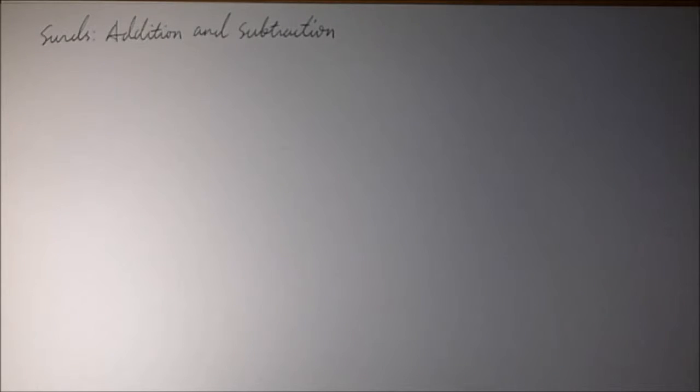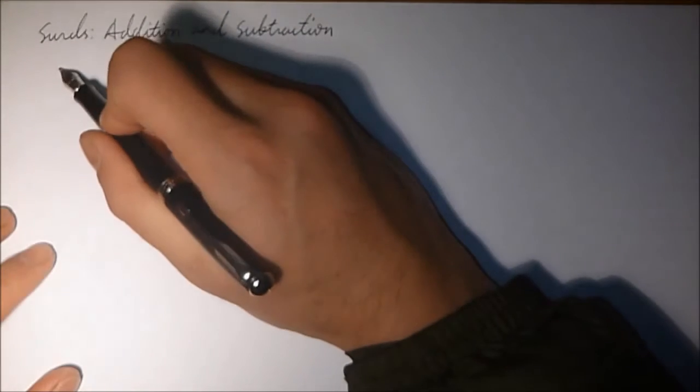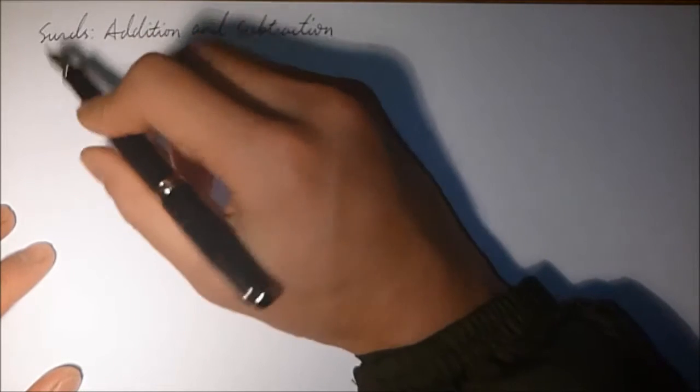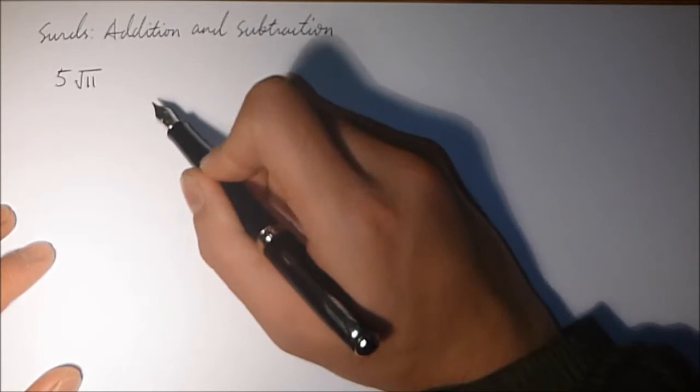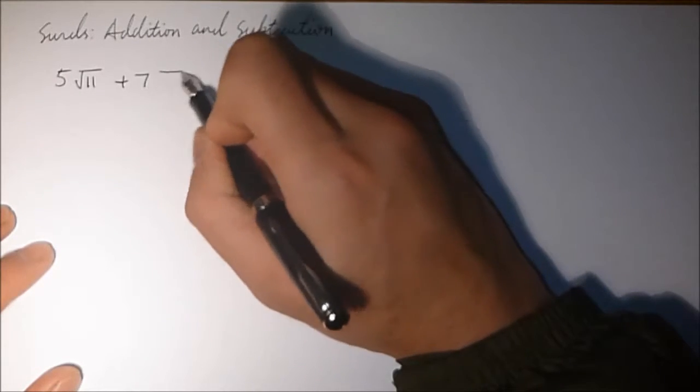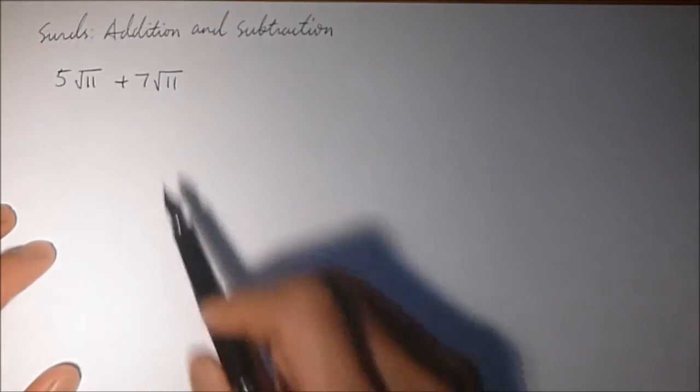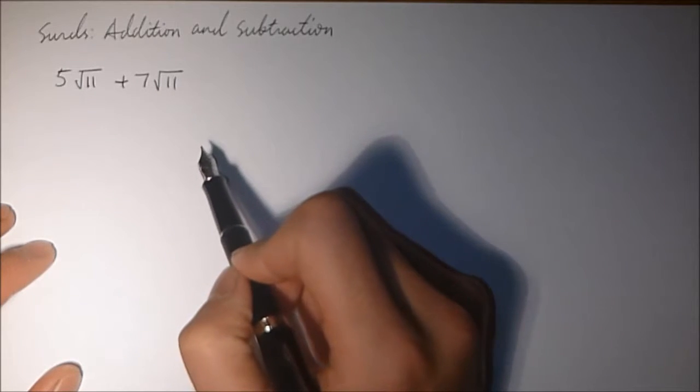Okay, adding and subtracting surds. For the most part, it's extremely similar to addition and subtraction of algebra. So, if you have two surds, 5 times square root of 11 plus 7 square root of 11, they are what we call like surds.